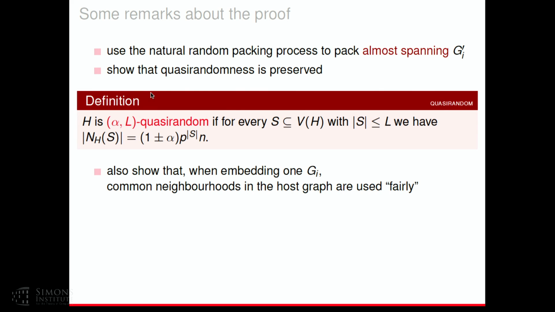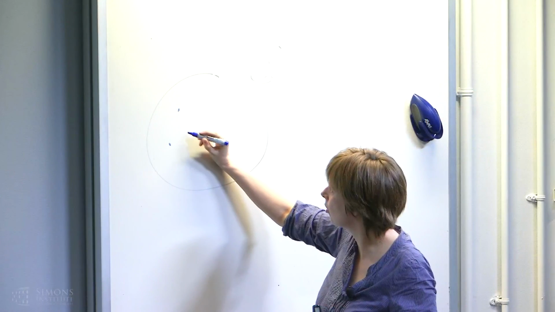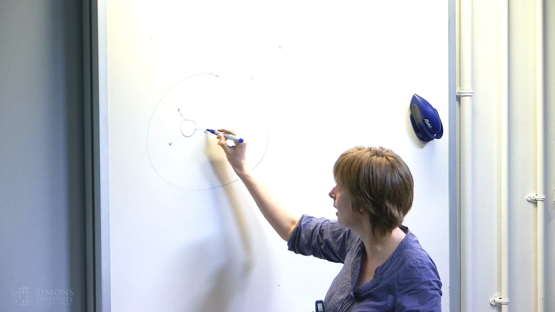Now, but that's not quite enough. We need a little bit more. What we also show is that when we embed one of our graphs, these common neighborhoods tell me something about the common neighborhoods in my host graph throughout the packing problem. But now I have this other problem. When I embed one graph, here is my guest graph, and maybe it has nice pseudo-randomness properties in the sense that I know that the common neighborhood of these three vertices is nice and big.